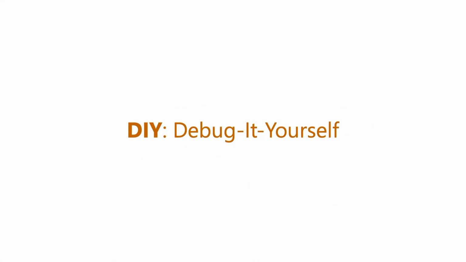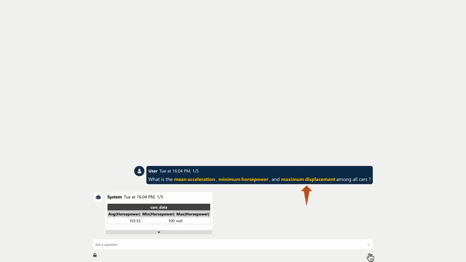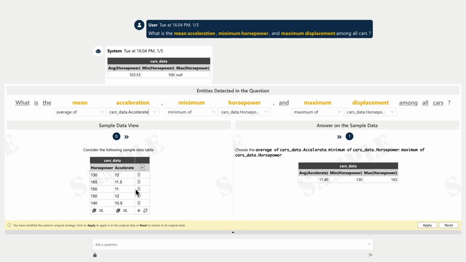We present DIY, an interactive technique that helps users debug such NL2SQL scenarios. DIY highlights important keywords in the input question, presents the answer in an intuitive table, and enables a debug view for debugging. In the debug view, users can modify the mappings between the question and the generated SQL query, such as the table and column names.